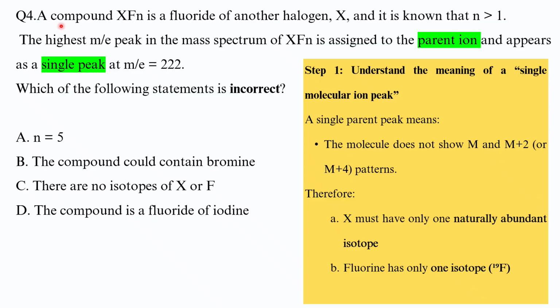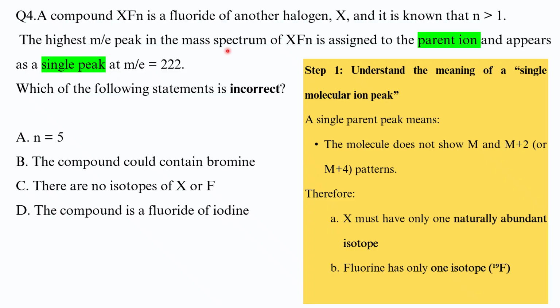The question is: a compound XFn, where F is present n times in that particular compound, is a fluoride of another halogen. This means F is clearly fluorine, whereas X is the unknown halogen. And it is known that n is greater than 1. This means there is more than one fluorine atom present in the compound. The highest m/e peak in the mass spectrum of XFn is assigned to the parent ion and appears as a single peak at m/e equal to 222.